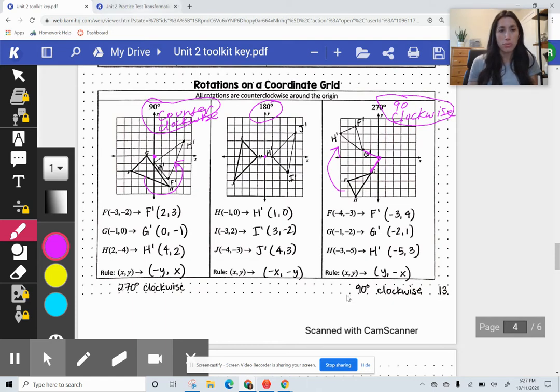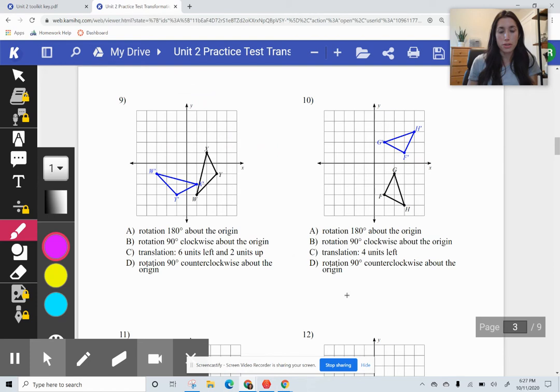So now I'm going to give you a moment. I'll let you first try this one. For the first question, I'll go ahead and draw in the arrow. You're going to be answering question 9 now. So we have around the origin, and we're rotating. Looks like if this is the original, this one's the new. So now you're deciding what type of rotation that is.